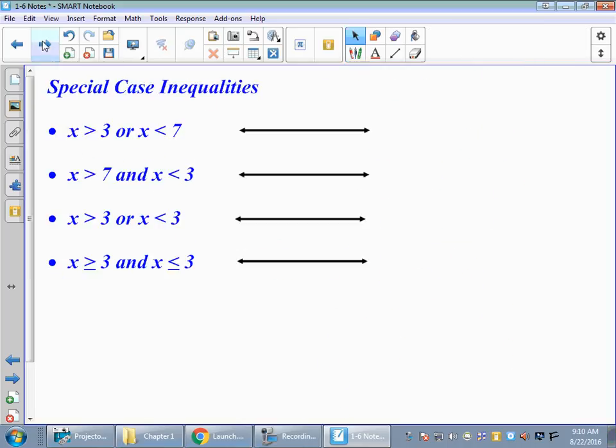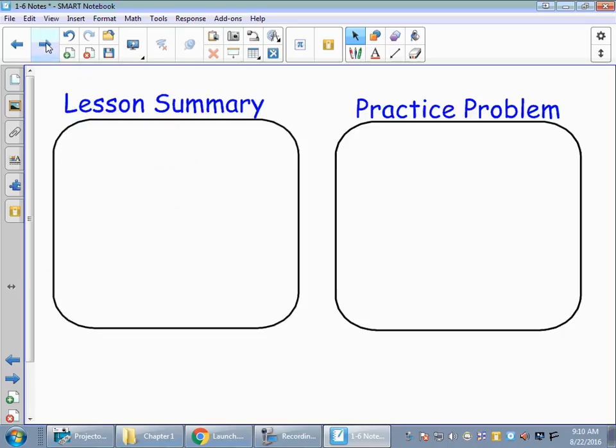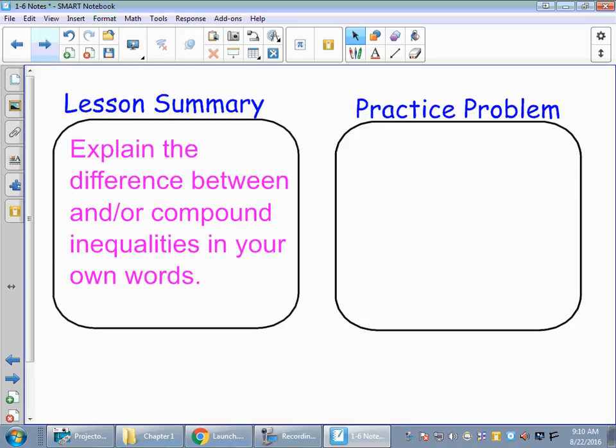All right, so the next part here, we're going to save this for a warm-up tomorrow. So don't do anything to that. I'll have you guys work on that tomorrow in class. We'll go over it. And so your lesson summary is I want you to explain the difference between the and the or. What does it mean? What is the difference when you change that one word? How does that change your answers and solutions to an inequality? And then I need you to solve this or compound inequality. So when you solve it, I want a number line, and then I will let you choose whether or not you want to use interval or if you want to use set builder notation. Good luck.